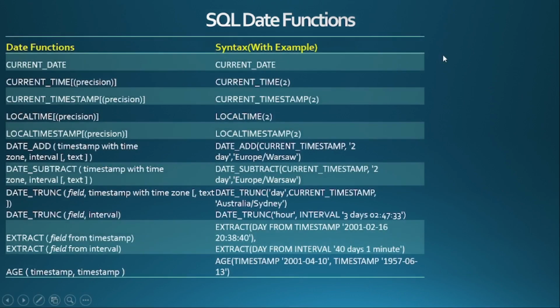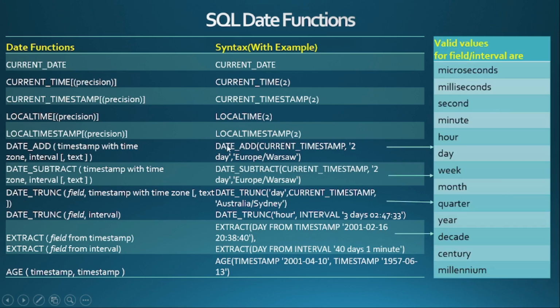These are the commonly used date functions: current date, current timestamp, local timestamp. The date add function will take input of a current timestamp. If you want to add any number of days, seconds or hours, to the date add or date subtract function, here it is an interval, and we are going to pass a field or interval as valid values. These all values we can pass for these functions.